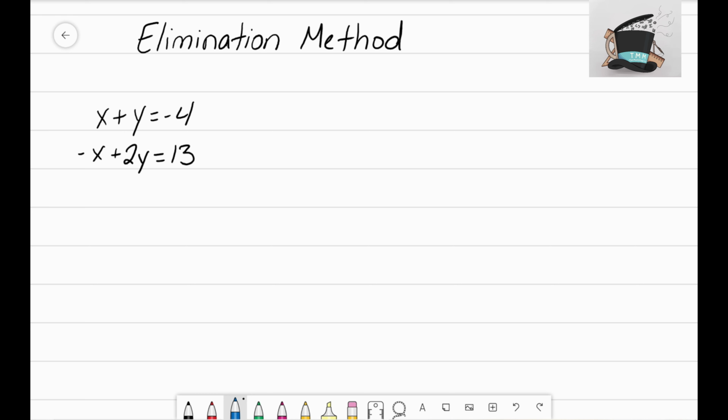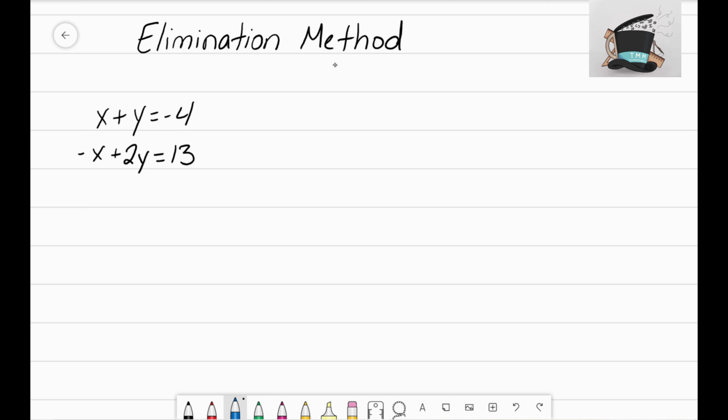Now, the reason why we like elimination method is because I can clearly see that my variables, my x's and my y's, are kind of lined up. They're lined up in a way where the x's are on top of each other, the y's are on top of each other, and then my constants are on top of each other. And that's a great indicator that you want to use elimination method.